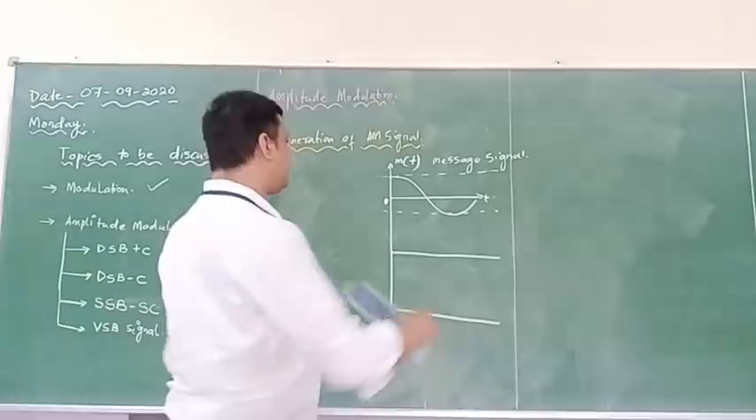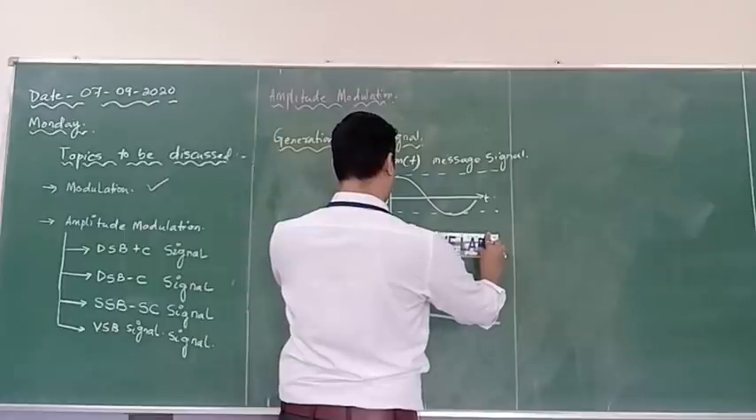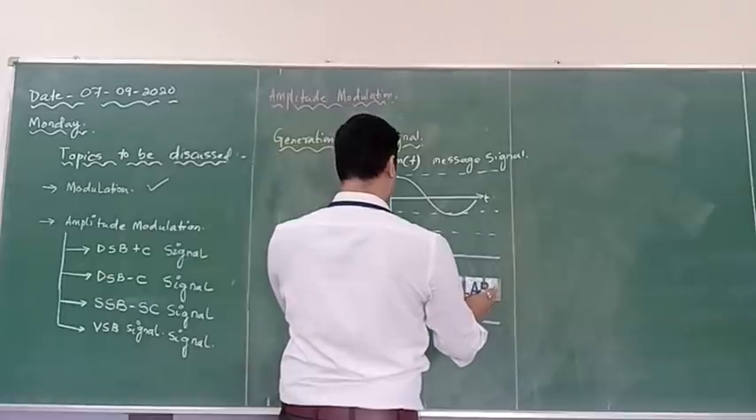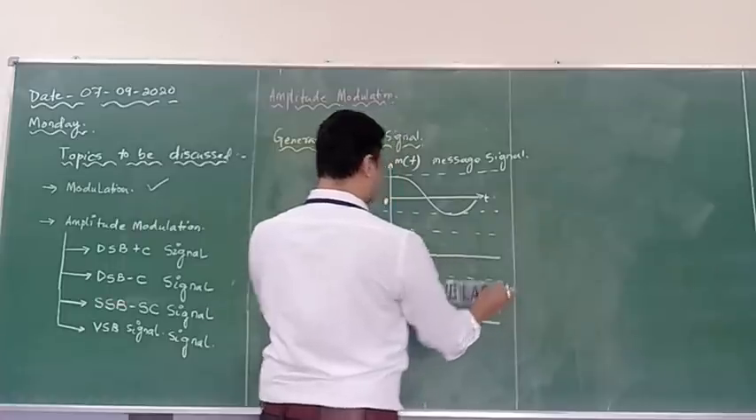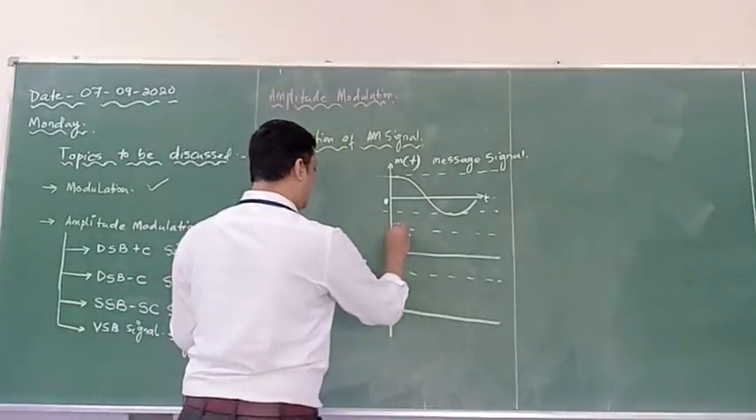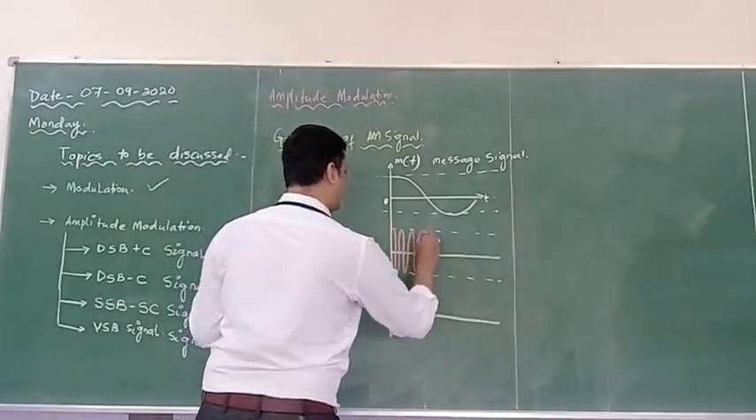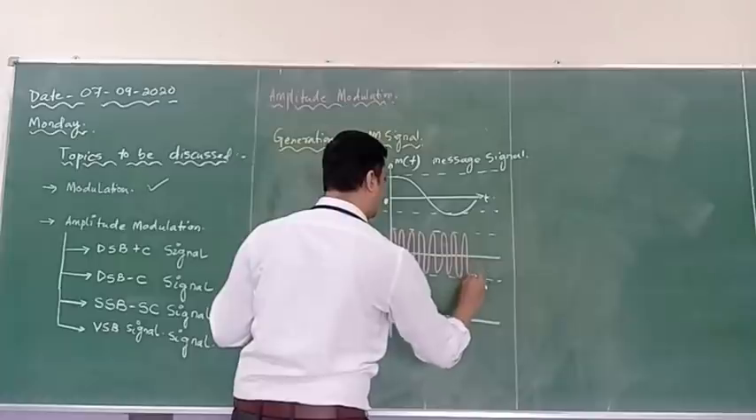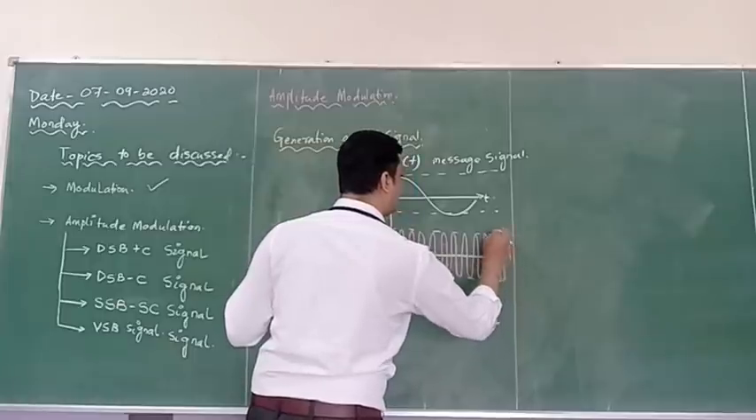Similarly, carrier signal also I have to represent, but carrier signal frequency is very high. That means the time period or the clock cycle is very less. So this is my carrier component. This is the carrier component in which frequency is very high, which is almost 1000 or 100 times greater than that of our modulating signal.